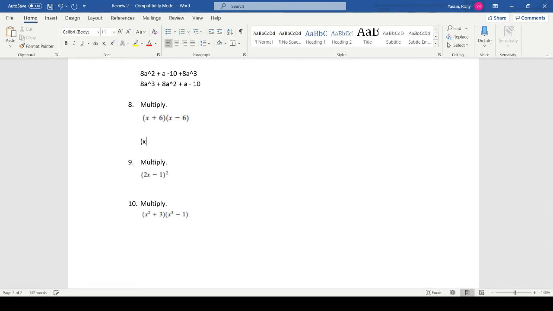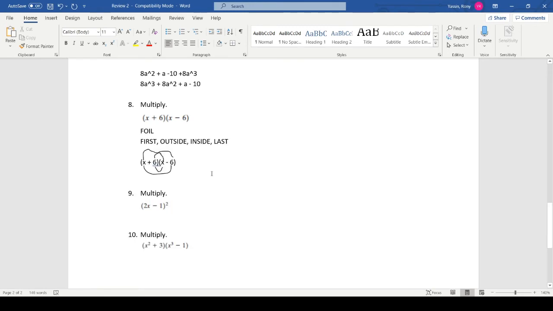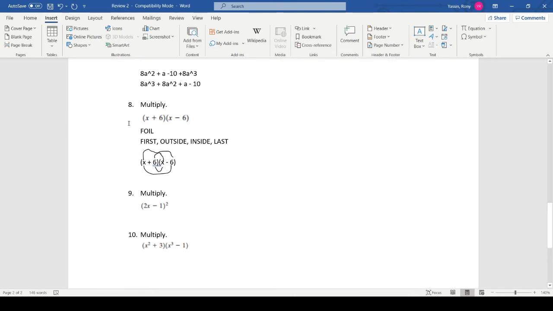So x plus 6 and then times x minus 6. Okay, so we're going to do the FOIL method, in the FOIL method order for multiplying two binomials. So the method is you do first. So first means we're doing x times the x here. So the first value is in each parentheses. So x is the first one here. X is the first one here. So we're doing x times x for first.